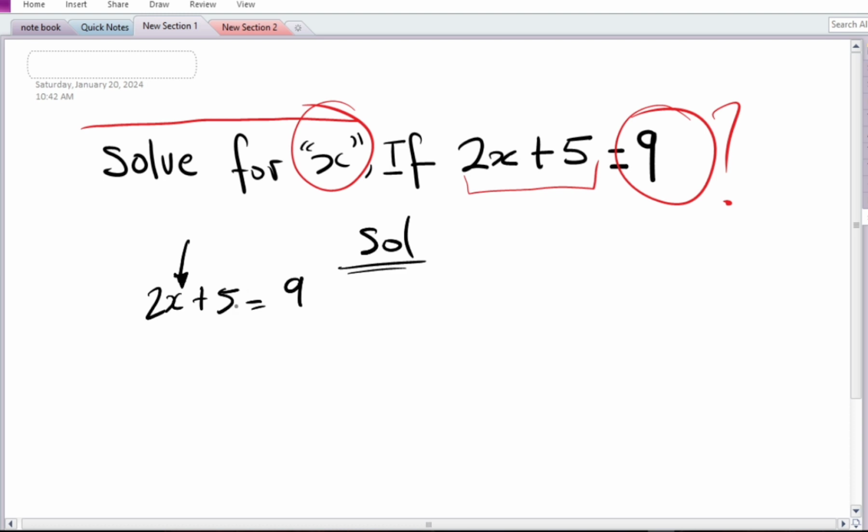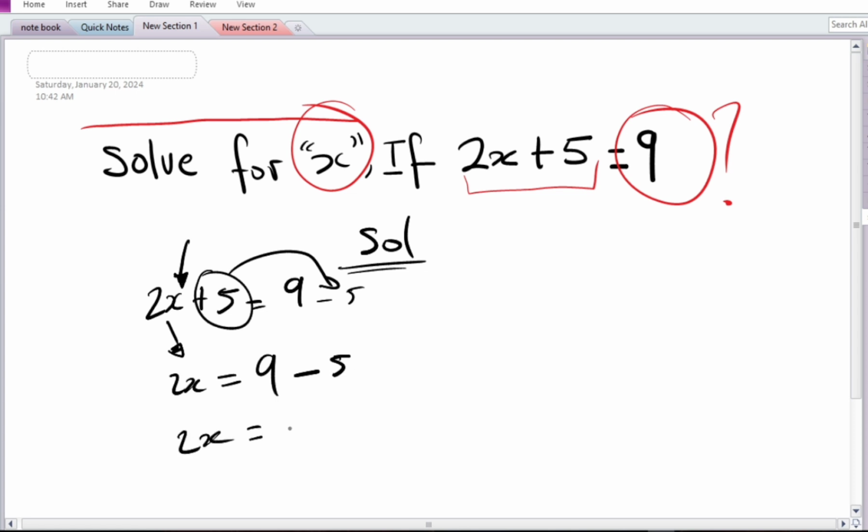So this 2x here is equal to 9, then take this 5 to the other side, which gives us minus 5. Then 2x is equal to 9 minus 5, which gives us 4. Now we have 2x is equal to 4. Now we are looking for x, not 2x.